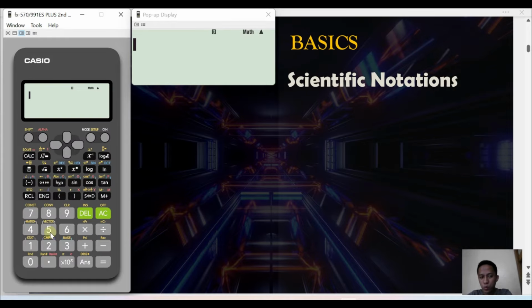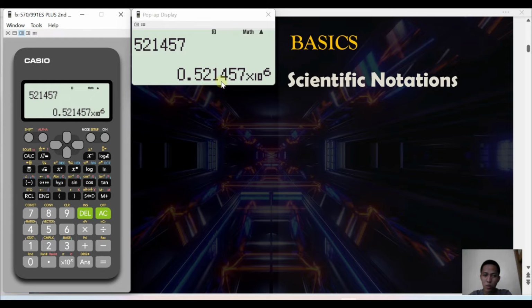So if you're going to convert a number into scientific notation, let's say we have this number, 521,457. Okay, press lang natin yung equals. And after that, if you press shift and ENG here, that will convert it to scientific notation. If you again press this ENG here, nag-move yung ating decimal point, as you can see here.